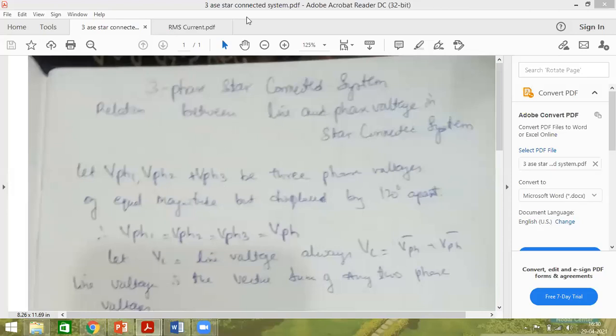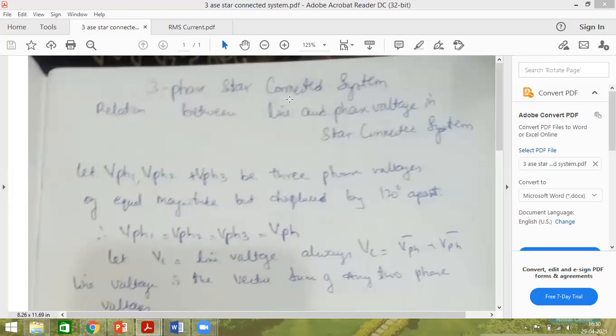As I mentioned, today's class will be very important. I will be sharing the syllabus, the topics we have done, at the end of the class. The very first straight question, the essay question for you in the examination, and even in the mid examination, is: derive the relation between line and phase voltage in a star connected system.